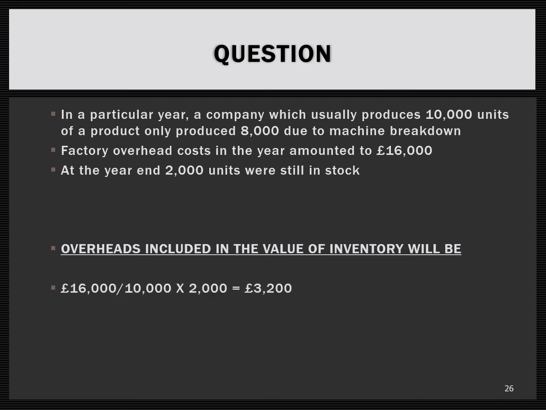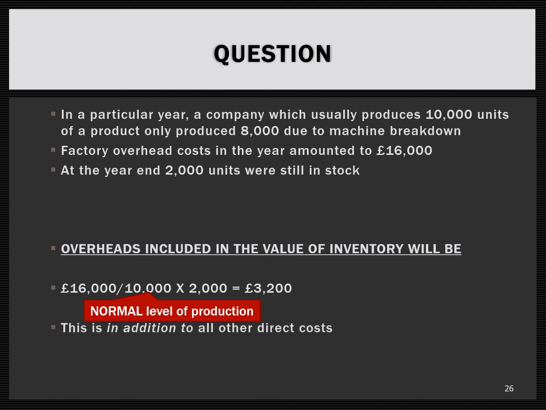So in this case, the factory overheads are 16,000. That's divided over units according to normal levels of production, which is 10,000 units. 2,000 of those are still in stock, and so that gives us a figure of £3,200 that we will include in the cost of those 2,000 units. So that's an apportionment based on normal levels of production. And obviously that's in addition to purchase costs, delivery costs, and so on.